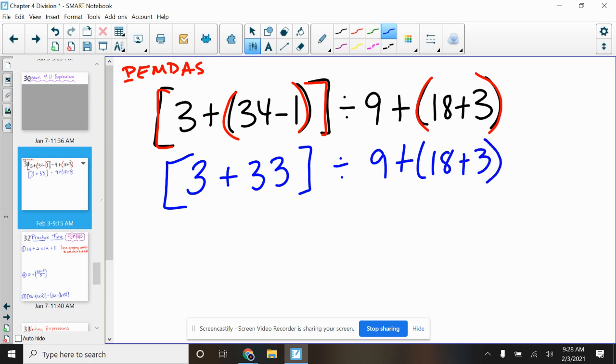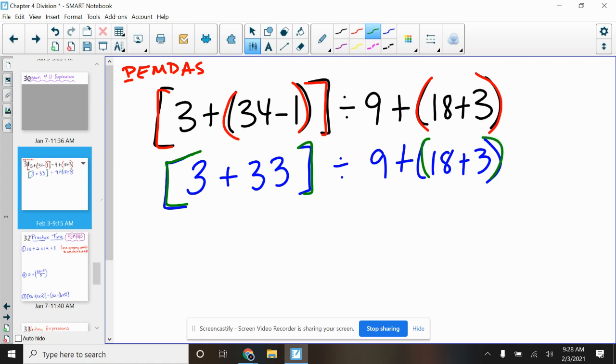So I've eliminated one of the parentheses. Now it's time to do some more parentheses, because I still have 2 of them. These brackets are making a parenthesis, and then I have these down here.